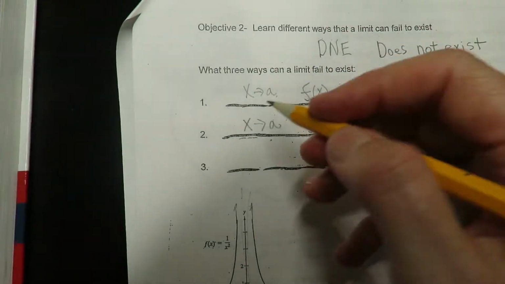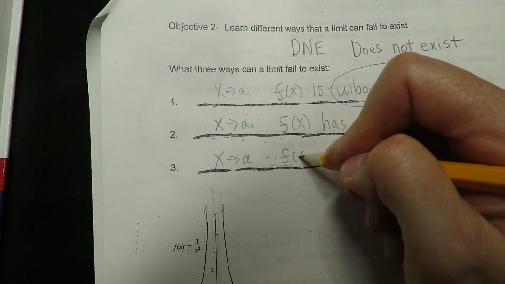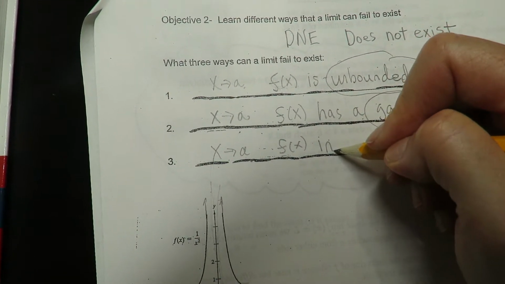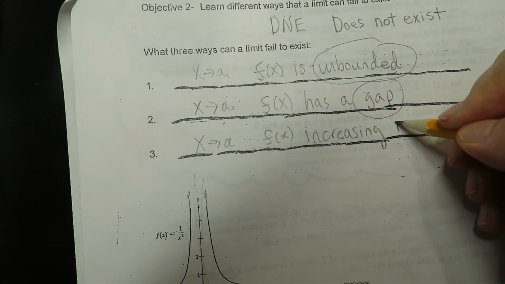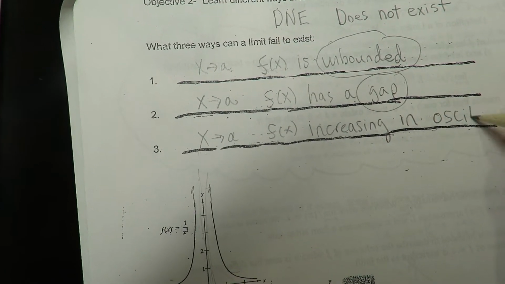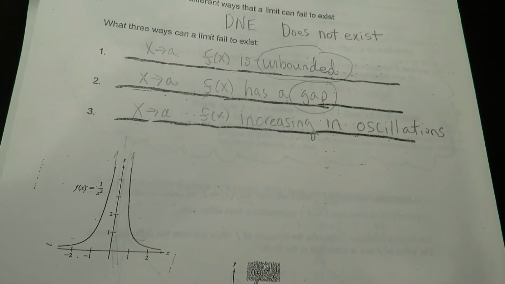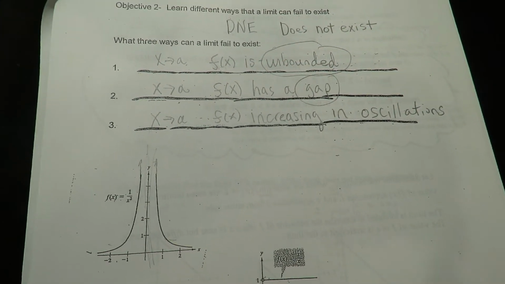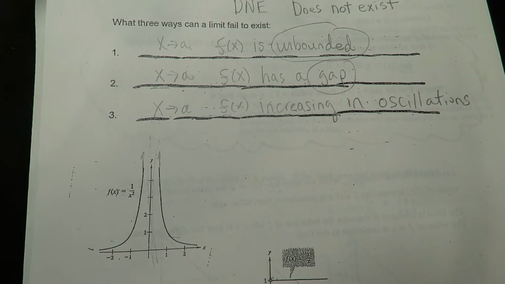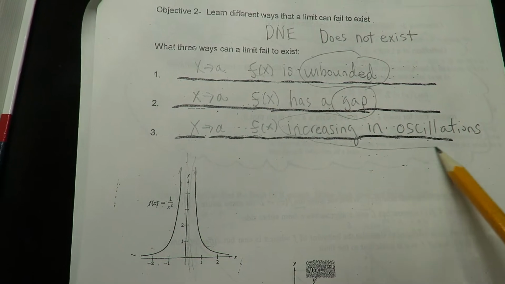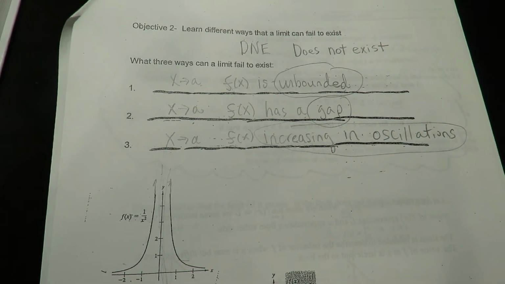So the last case, what's happening is as you approach a particular value, the function itself is increasing in oscillations. Okay, now it has to be increasing. If it's just neutral oscillations, we can find the limit. If it's decreasing oscillations, we can find the limit. If it's this idea that it's increasing in oscillations, then it does not have a two-sided limit.